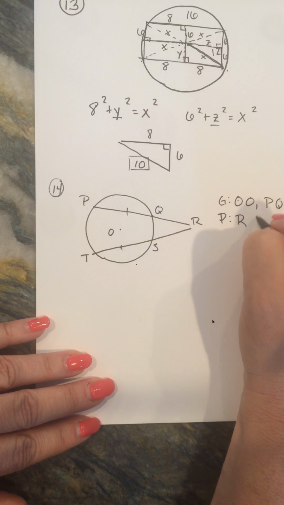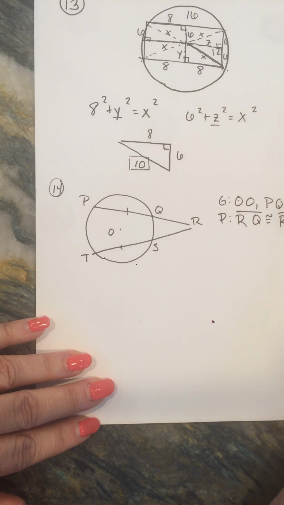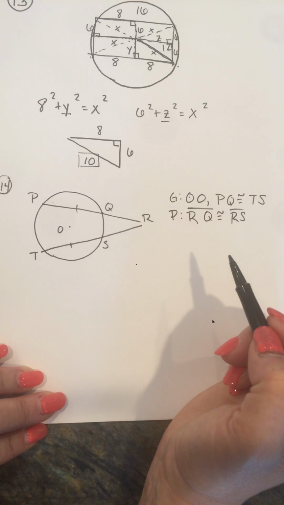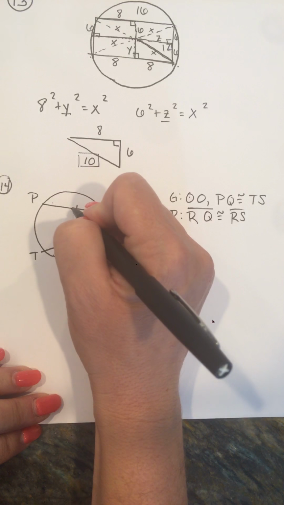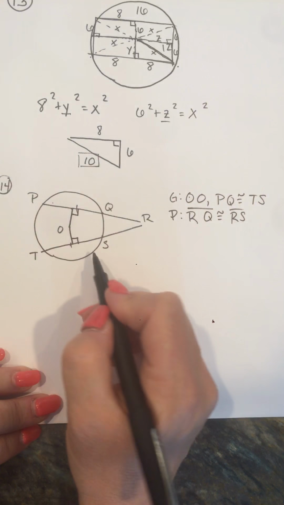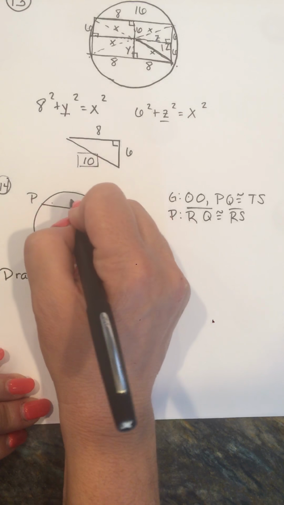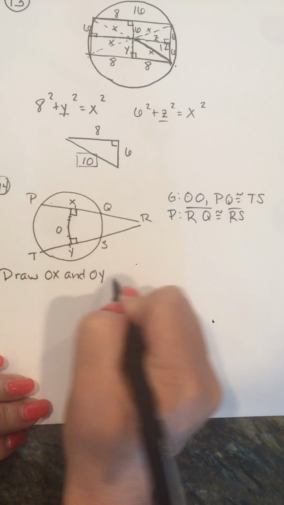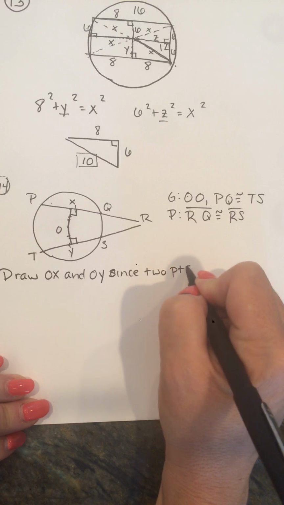We want to prove that RQ is congruent to RS. Sorry, I wrote that kind of weird. Okay, so we have congruent chords. Think about that. Congruent chords are equidistant from the center. So we know that this line and this line, so long as they're perpendicular to the chords, are going to be congruent. So we can draw, what do we call this, X and Y? Draw OX and OY since 2 points determine a line.